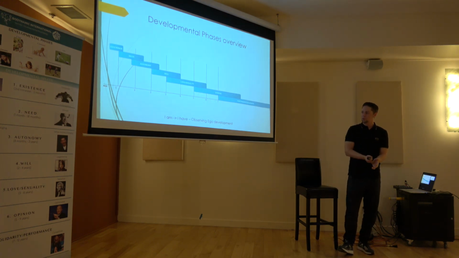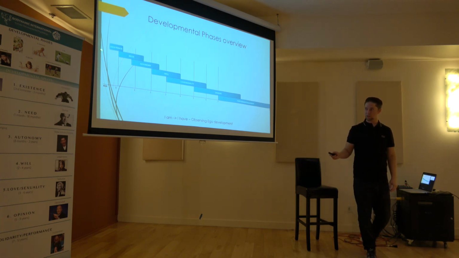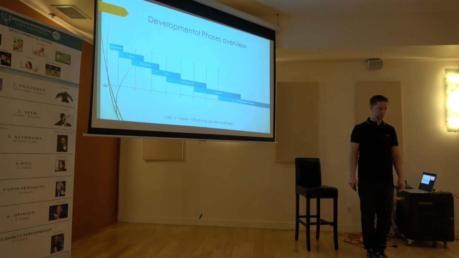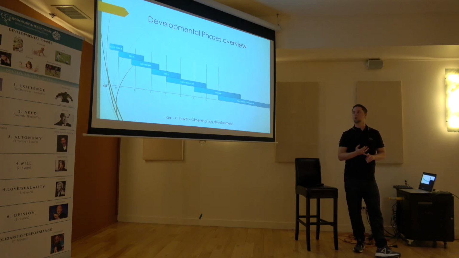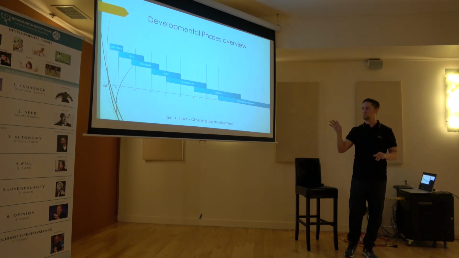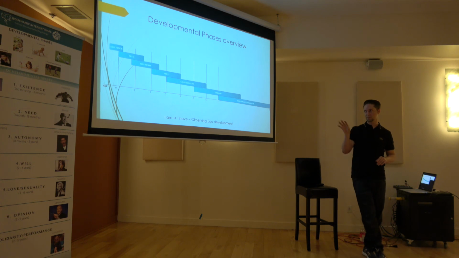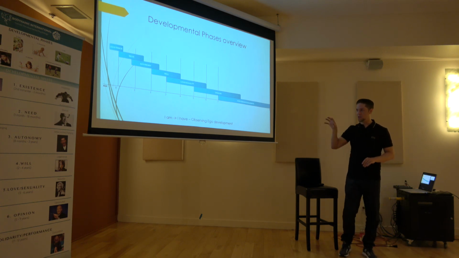So here's an overview of the developmental phases. Again, starting with existence, you can see that it starts before age 0. It starts already in the third trimester. And so there's a little bit of overlap between each of the developmental phases. So some muscles are associated with multiple developmental phases, and some muscles are associated more primarily with a single developmental phase, depending on where the themes overlap or not.